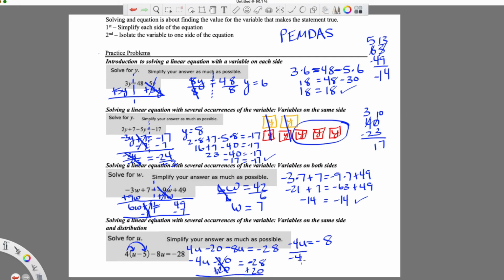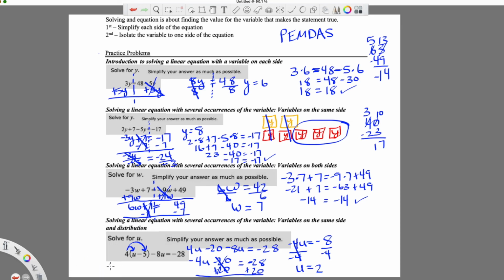All right, so I'm going to divide by negative 4 on both sides, because I'm going to undo that multiplication. Negative 4 divided by negative 4 is 1, so the u drops down, because we don't need the 1u. Negative 8 divided by negative 4, negative divided by negative is a positive. 8 divided by 4 is 2. So same thing as all the other ones. We can go through and we can check this.